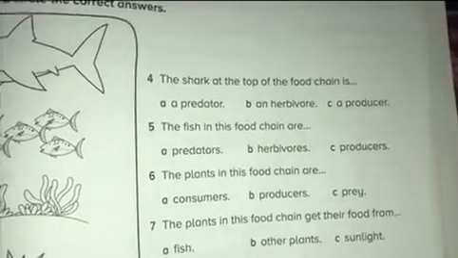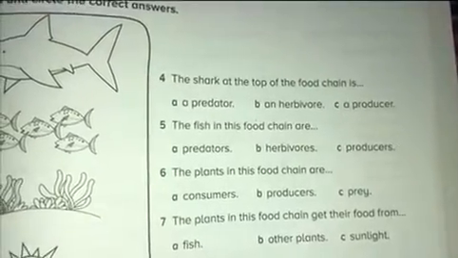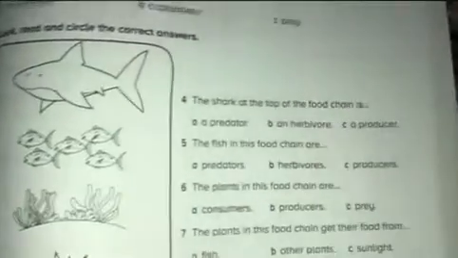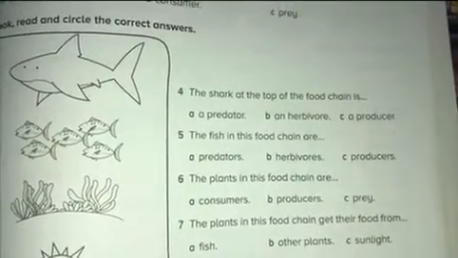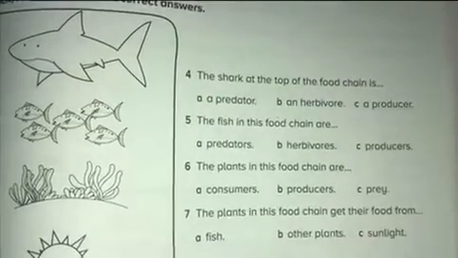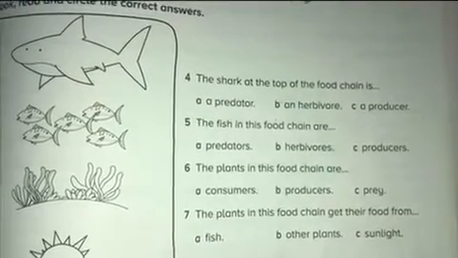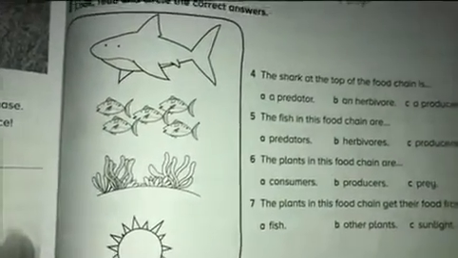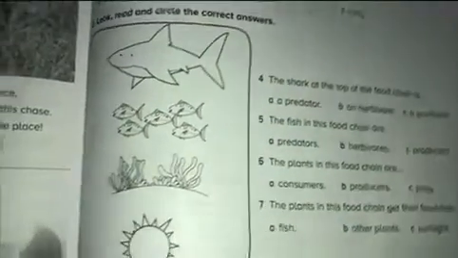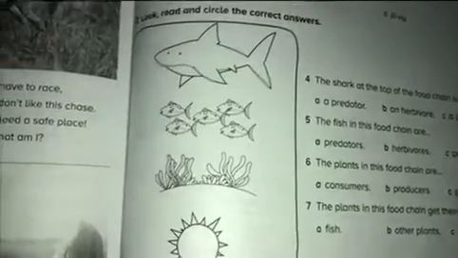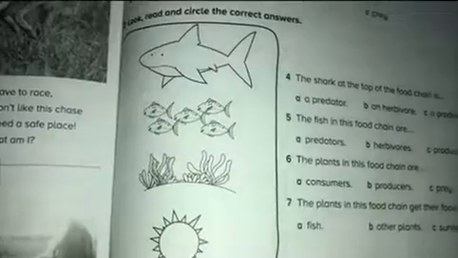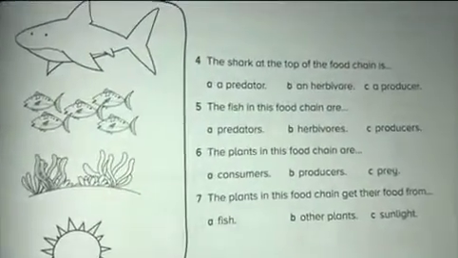The shark at the top of the food chain is? What is the shark? Is it a predator, an herbivore, or a producer? Yes, it is a predator. Good job. Now, why? Because the shark eats the fish. Okay? So now let's do number 5.